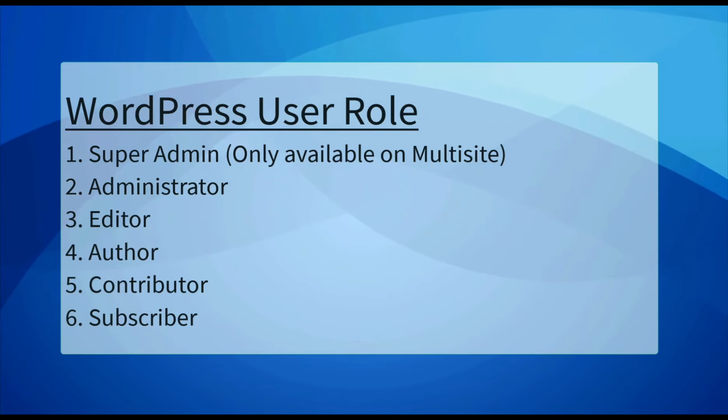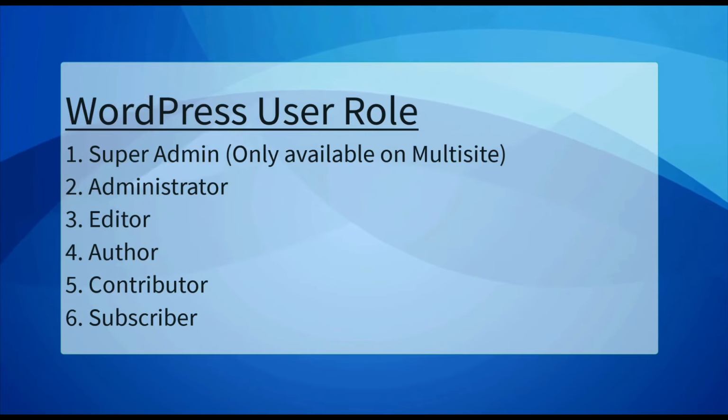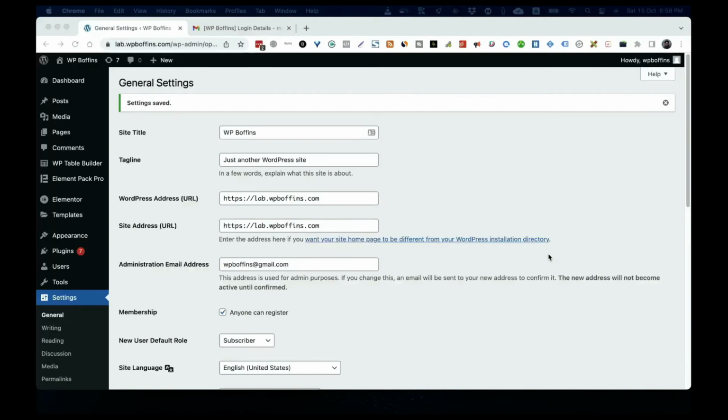Multi-site means one WordPress setup can have multiple WordPress sites for different purposes. For example, let's say that you are running a magazine website, then you have a section named, let's say, entertainment. You have a section named sports. You have a section named technology. You have a section named, let's say, travel. You can put all of them in your one website under categories and manage them.